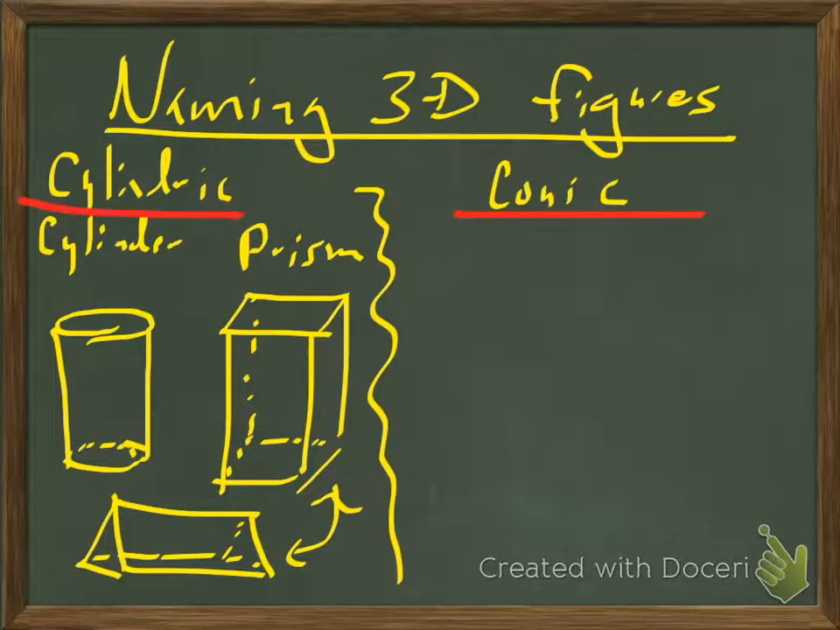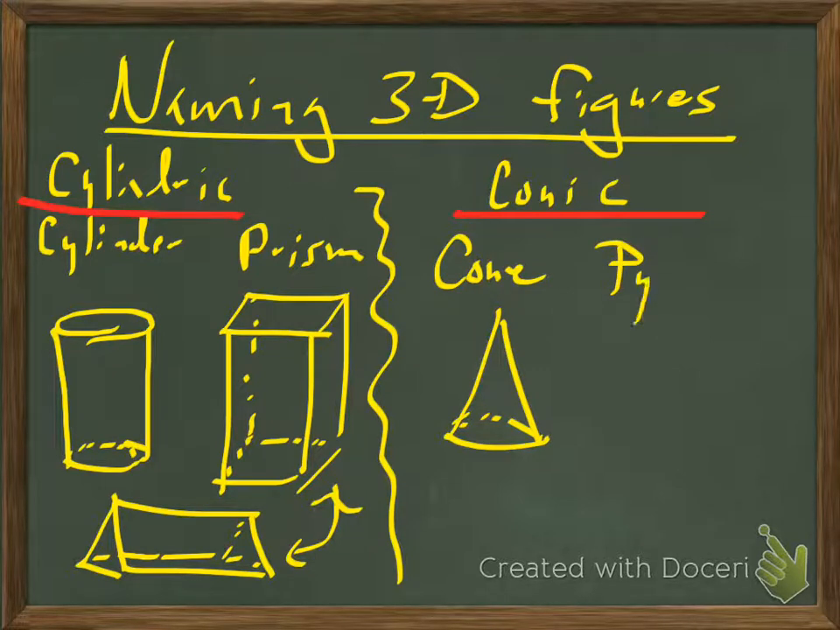Conic surfaces are the ones that come to a point. So again, you're probably thinking of the word cone. And sure enough, you're right. A cone is a conic surface. Okay, but so is a pyramid. So let's draw a pyramid, P-Y-R-M-A-D. And let's, whoa, that's not even close. Let me try that again. Let's see, pyramid.